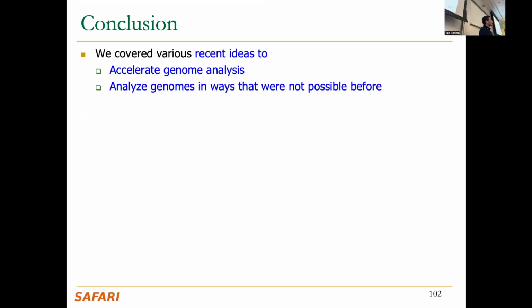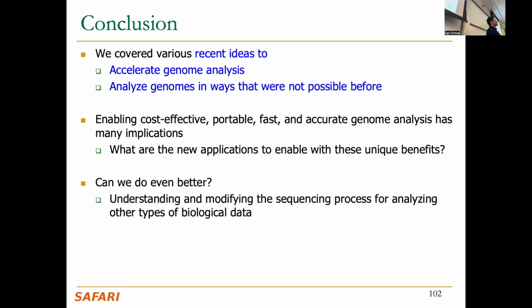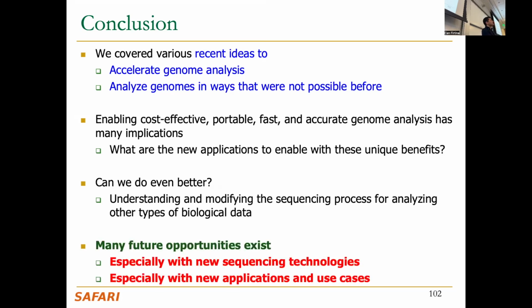So in conclusion, today we covered various recent ideas to accelerate genome analysis and also to analyze the genomes in ways that were not possible before. And in my opinion, enabling cost-effective, portable, fast, and accurate genome analysis has many implications. For example, what are the new applications to enable these unique benefits of raw signal analysis, right? And maybe the next question is, of course, can we do even better? Can we sequence other types of biological data, maybe even amino acids, and then do proteomics also in real time using raw signal data?